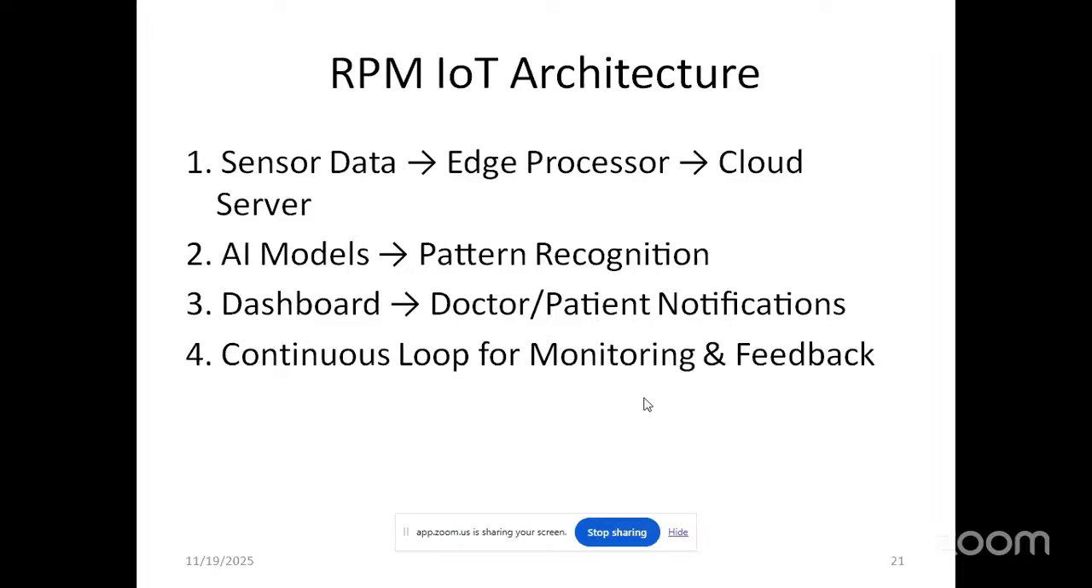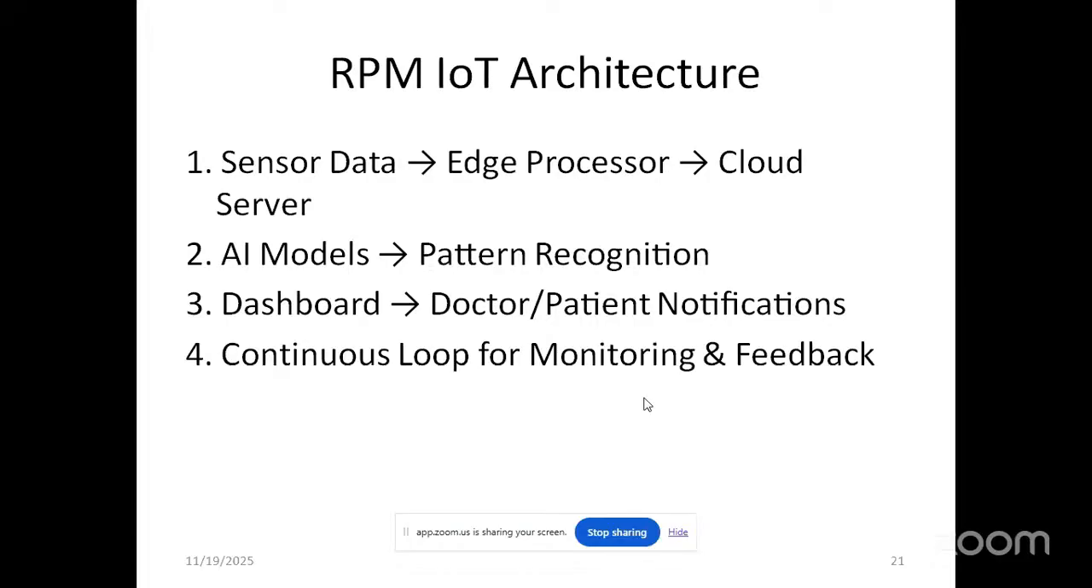This interface of the RPM IoT architecture is based on four parts. First, sensor data, which means any sensor data, like the bio data already discussed. After edge processing, the data is stored on cloud servers.